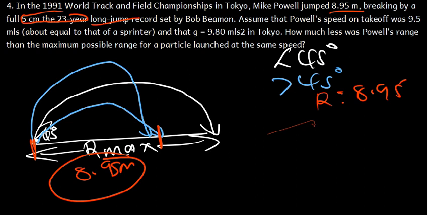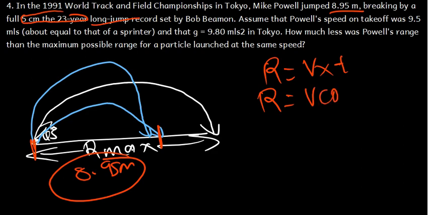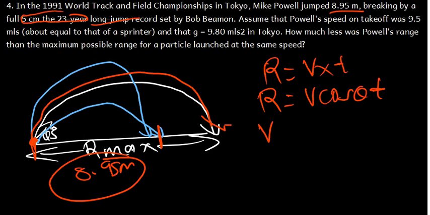Now, for us to find the range, we know that the maximum range is going to be Vx times t. Since we're talking about the angle, it is going to be V cos theta times t. This t is the time it took for the ball to go from this point all the way to the ground again. To find that time, we can use this formula: Vy final is going to be Vy initial plus gt. It's just gt and not squared.